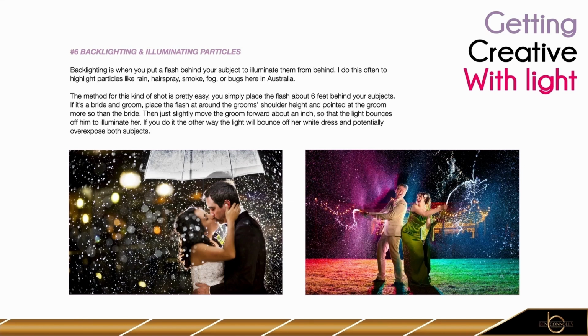If it's the bride and groom, then place the flash at around the groom's shoulder height and point it at the groom, more so than the bride. Then slightly move your groom forward about an inch so that the light bounces off him to illuminate her. If you do it the other way, the light will bounce off her white dress and potentially overexpose both subjects.